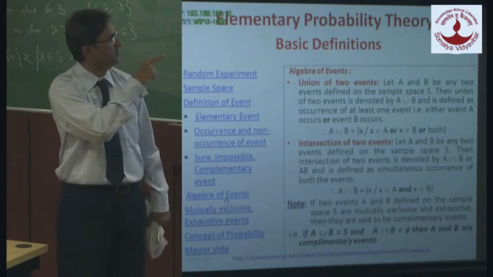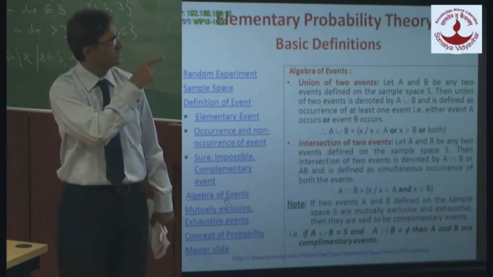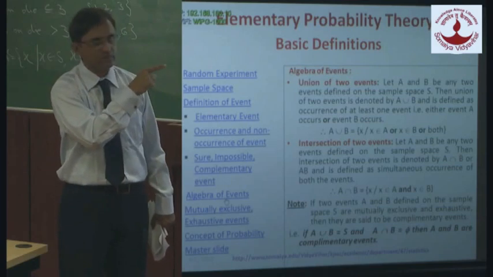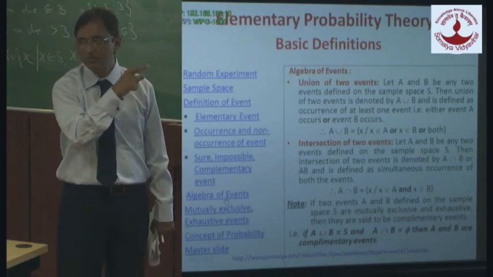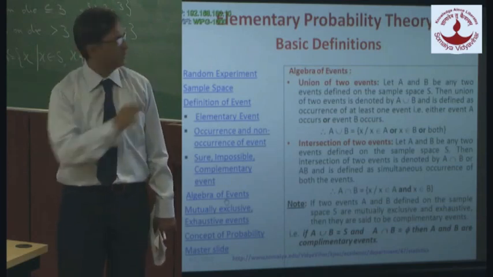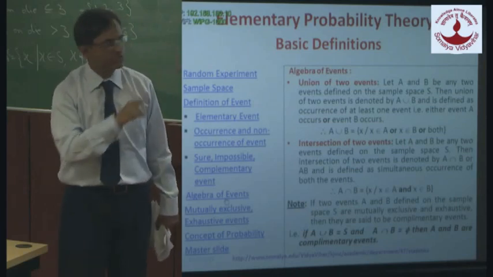So A union B is the set of x such that x belongs to A or x belongs to B or x belongs to both. I will explain this with the help of an example. First just go through this.